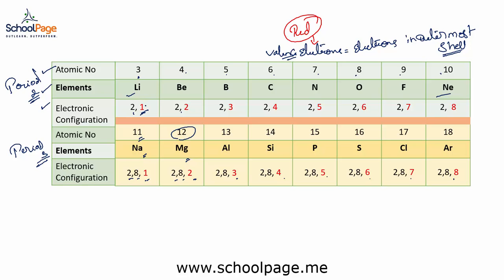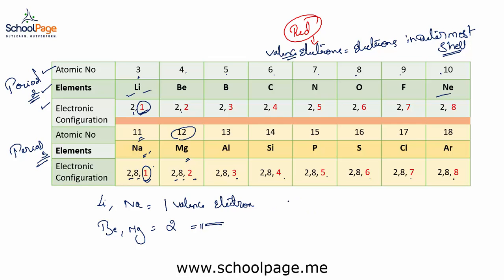There is one more important observation you have to make. How many electrons are there in the outermost shell of lithium? It is 1. How many electrons are there in the outermost shell of sodium? It is 1. Lithium and sodium both have 1 valence electron. Now observe beryllium and magnesium. Yes, it is 2 valence electrons.